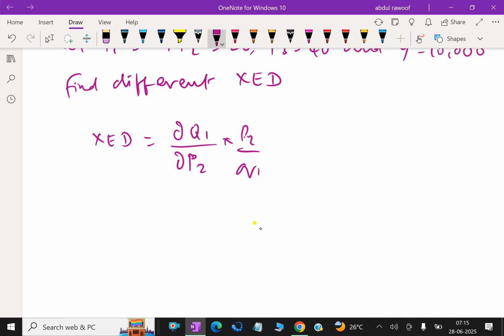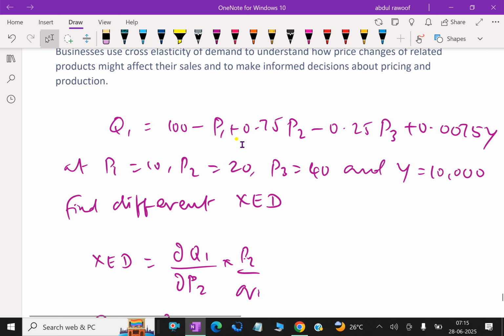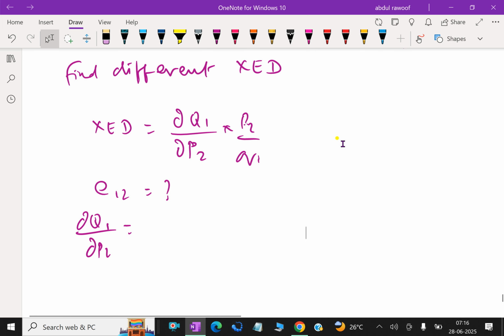That is, goods 1 and 2 are given. Therefore, we can say E12 is what we have to find. Now look here, dou Q1 by dou P2 equals, differentiating this function Q1 with respect to P2, everything other than P2 becomes 0. So the differentiation of 0.75 P2 with respect to P2 is 0.75.